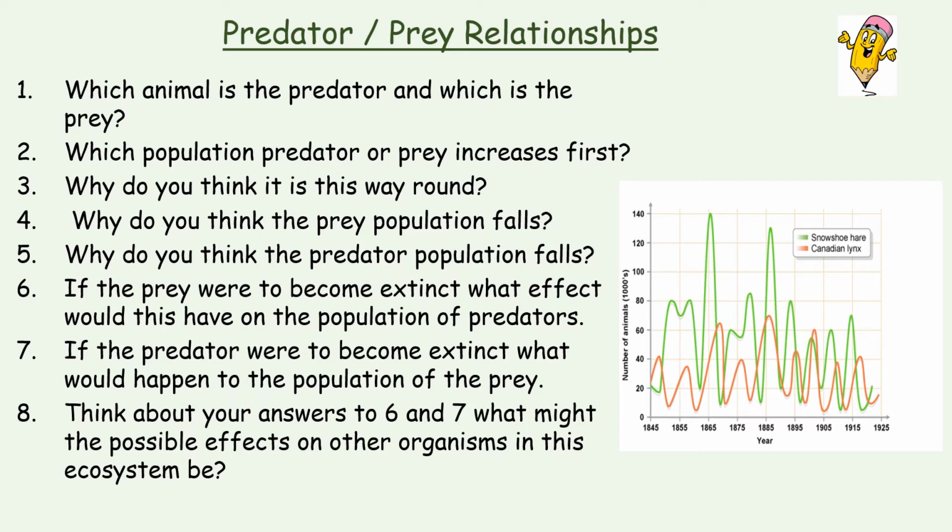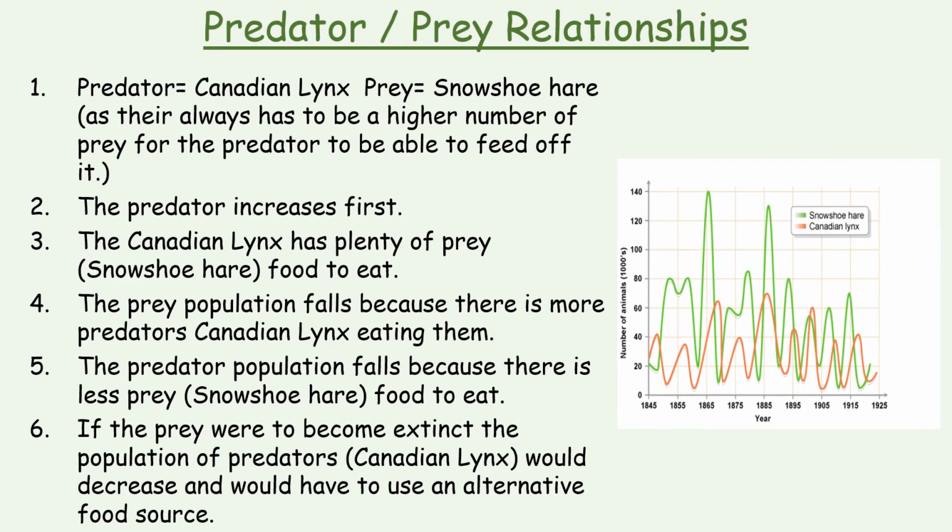So the answers are: the predator is the Canadian lynx and the prey is the snowshoe hare. As there always has to be a higher number of prey for the predator to be able to feed off of it, the line that's above will be the one that corresponds to the prey, and the line that is further below will be the one that corresponds to the predator. So in this case, the snowshoe hare is the prey and the Canadian lynx is the predator.